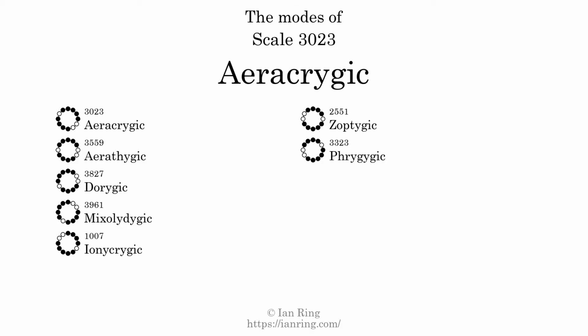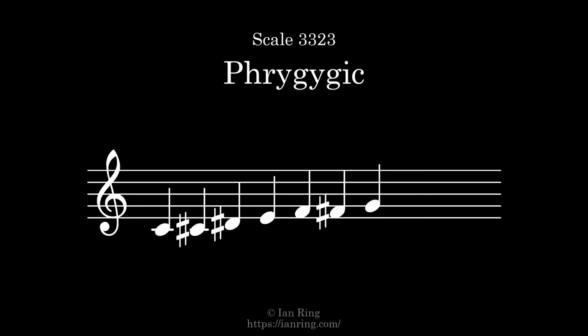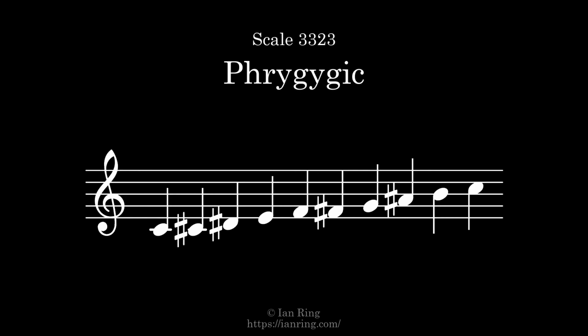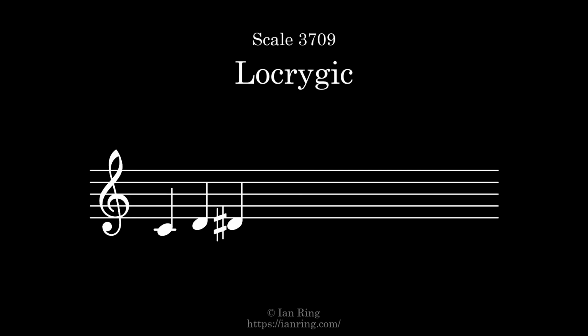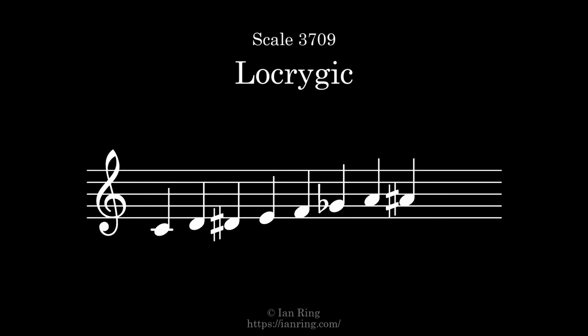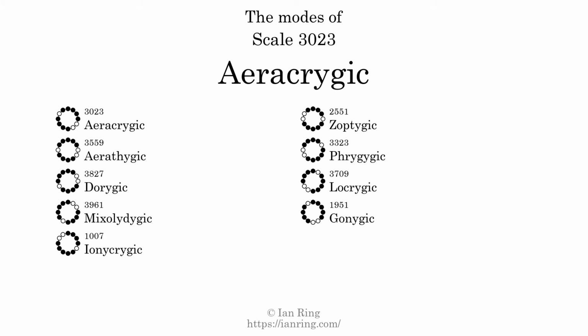The seventh mode is scale 3323, also known as Phrygigic. It sounds like this. The eighth mode is scale 3709, also known as Lacrygic. It sounds like this. The ninth and last mode is scale 1951, also known as Gonigic. It sounds like this.